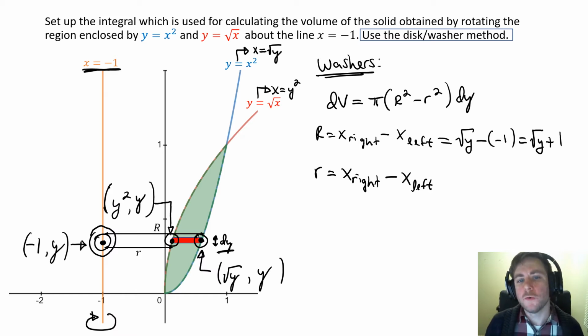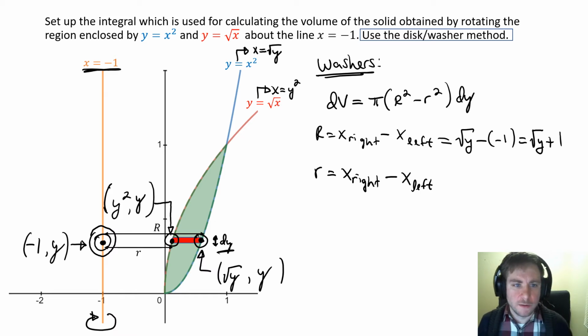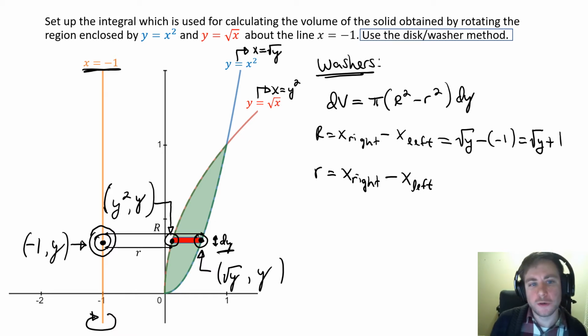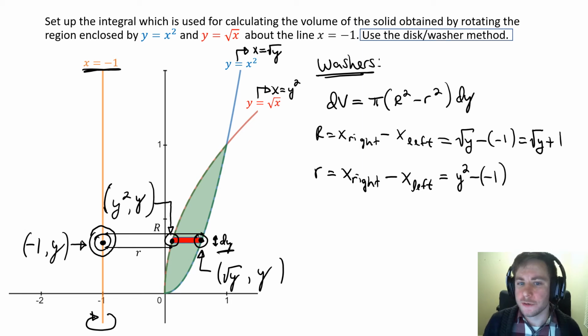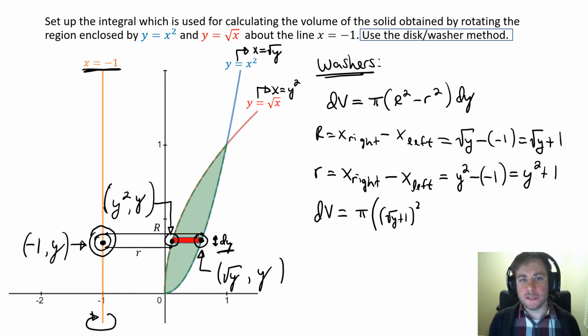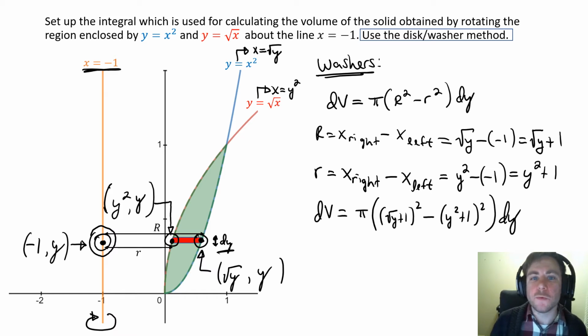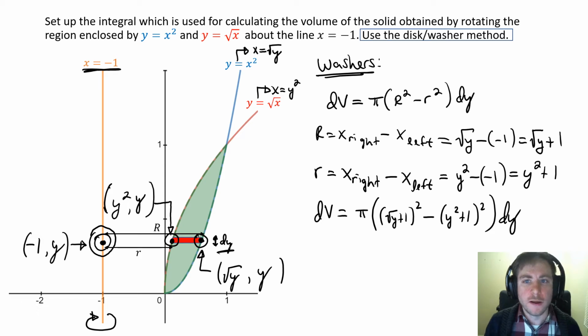That takes care of the coordinates of the point on the right, and we've actually already found the coordinates of the point on the left, so subtracting those 2 x coordinates gives us this formula for little r. And that, of course, simplifies to y squared plus 1. Going back to the formula for dV, we can now sub in what we found for big R and little r, so now we know the volume of all the slices.